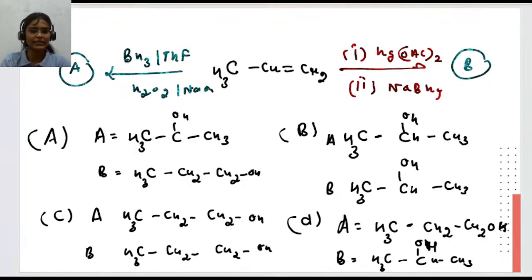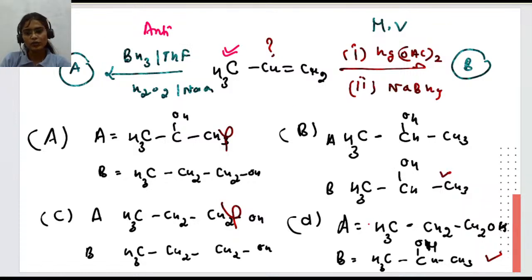Actually the option number D is the correct one here. What we have to simply identify in this question is the mechanism. In this case we are going to follow the Markovnikov addition. According to the Markovnikov addition, the OH group is going to connect on this carbon, so this option is wrong. In this case we are going to follow the anti-Markovnikov addition. It means the OH goes on this terminal carbon. So option D is the correct one here. This is the use of oxymercuration-demercuration or the hydroboration part.